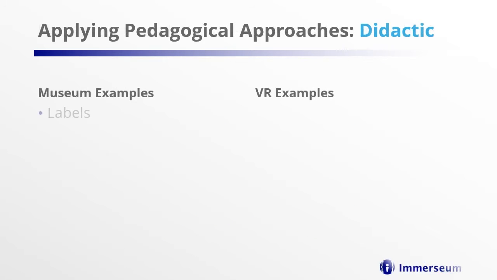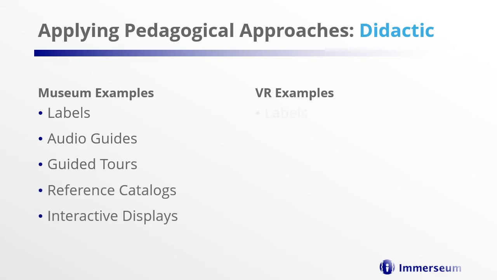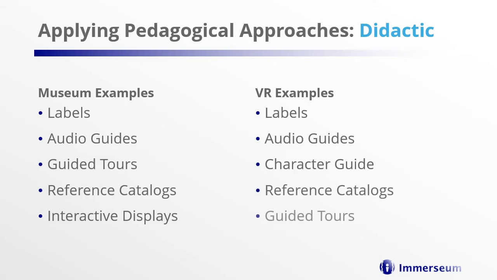So the didactic approach in museums is usually reflected in labels next to things, right? You walk up, you read the label, maybe you remember something from that label, maybe not. Audio guides, guided tours where you have a docent or a curator taking you around the museum and showing you stuff, reference catalogs and research and interactive displays. These are things where the learner is basically receiving the communication. The communication is unidirectional for the most part.